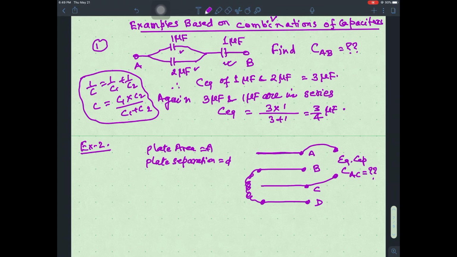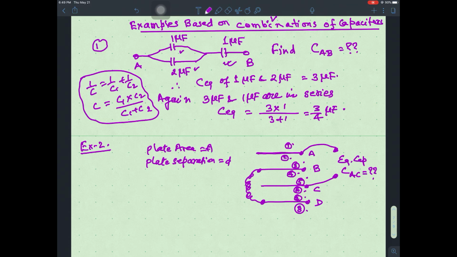Now in order to understand this thing, I am giving the name to the surface. Upper surface 1, lower surface 2, upper surface 3, plate B's lower surface 4, plate C's upper surface 5, plate C's lower surface 6, plate D's upper surface 7, plate D's lower surface 8. So we have 1, 2, 3, 4, 5, 6, 7, 8.